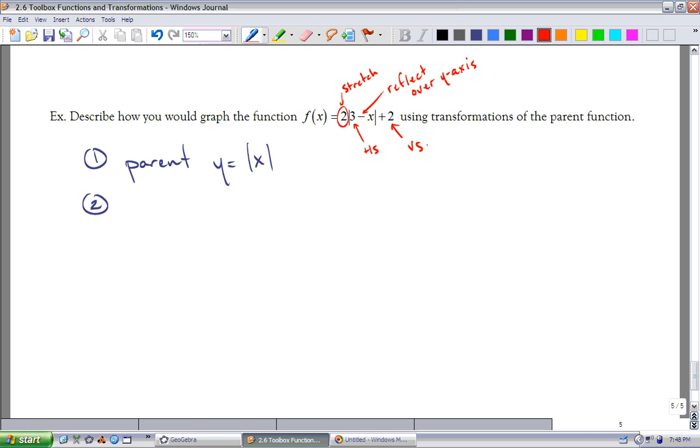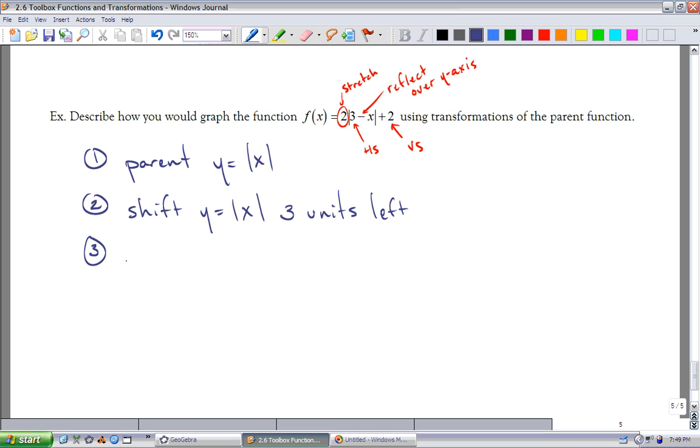So if we follow the chart above, we want to first shift y equals absolute value of x 3 units to the left. Why is it to the left? Some of you are probably looking at that minus, but the 3 is actually positive. So we'd shift that to the left.